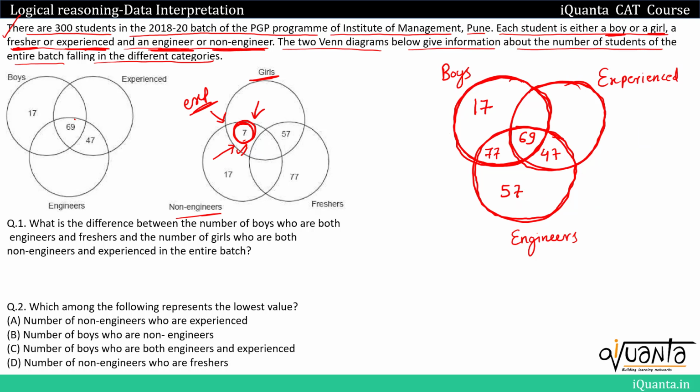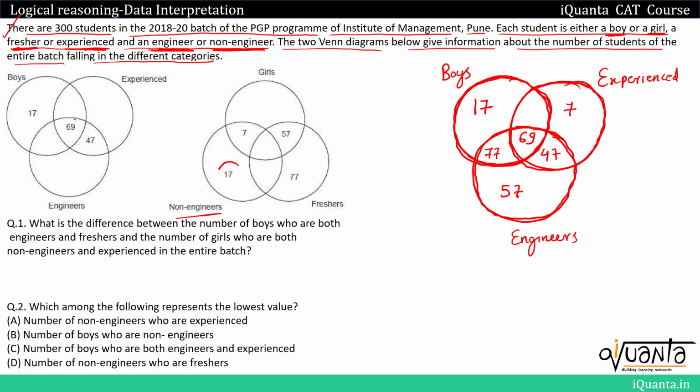So let us find out such a region in the Venn diagram that we have drawn. We are talking about girls, experienced, non-engineers. Since we are talking about non-engineers, we will not write anything into set of engineers. We are talking about girls, we will not write anything into set of boys. We are talking about experience, so that means this is the region where 7 will come.